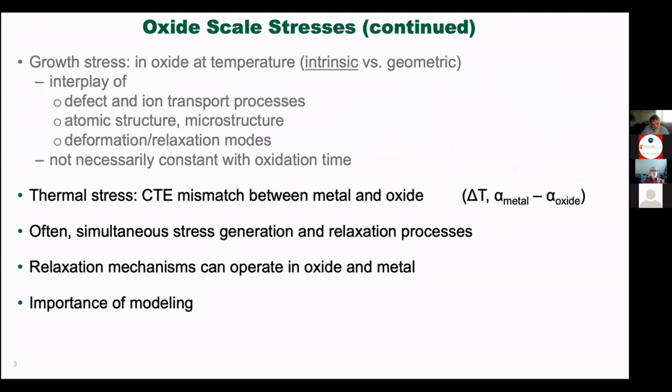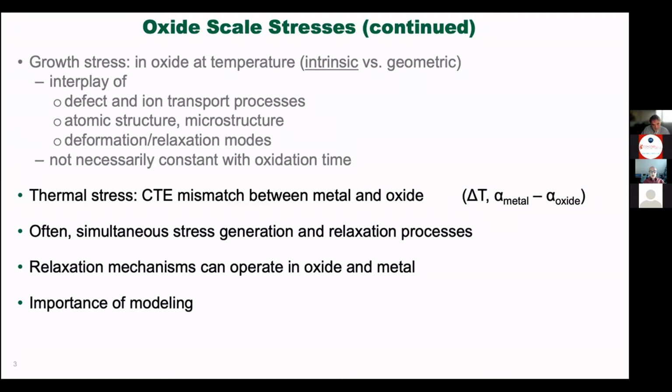Continuing in this vein, besides growth stresses, of course, there's the thermal stress that we are all familiar with, and that comes about directly from the CTE mismatch between the metal and the oxide. And it depends, of course, on the delta T that one is working with, and then the difference in the coefficient of thermal expansion between the metal and the oxide. And of course, on cooling, this normally is a very high compressive stress because of the differences in these coefficients.